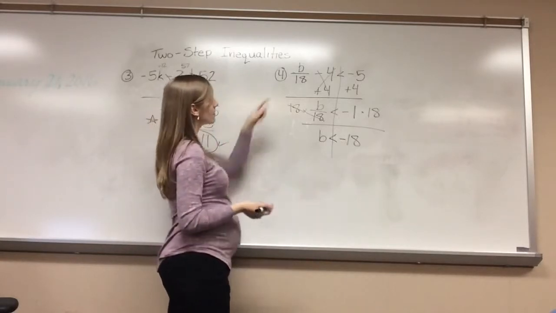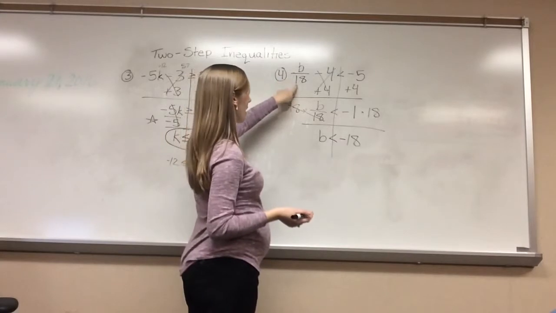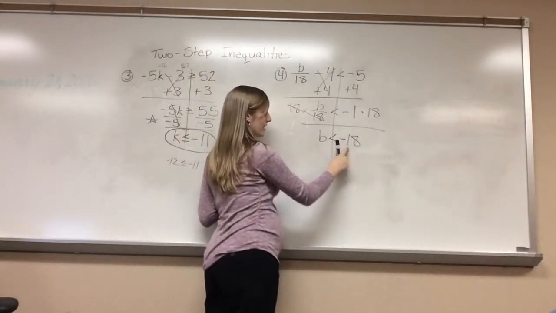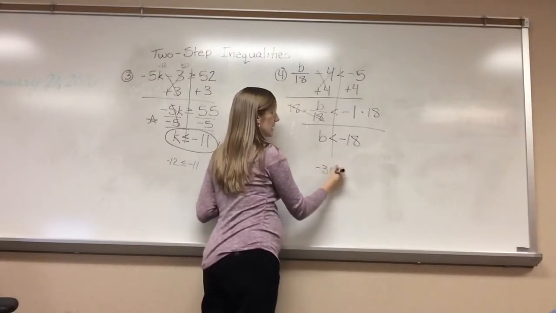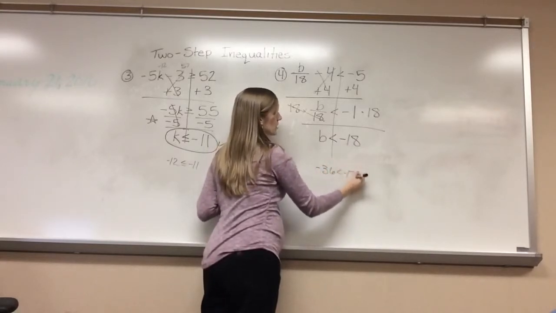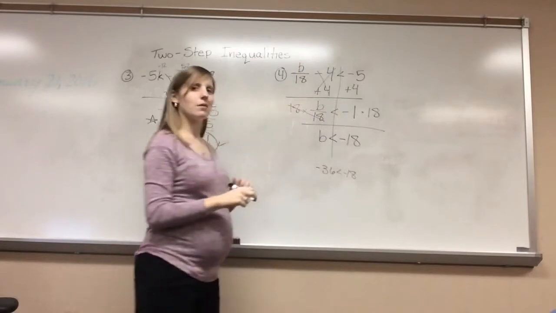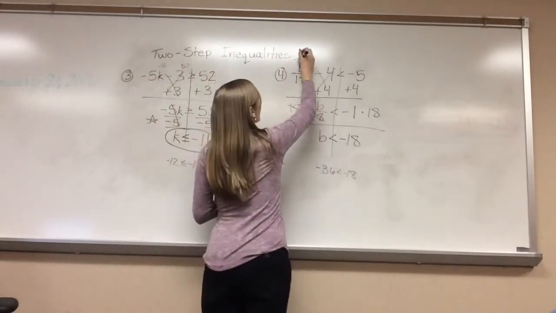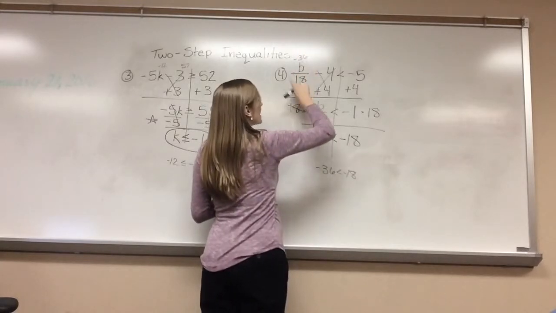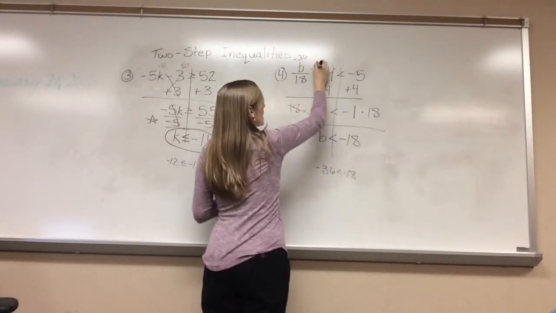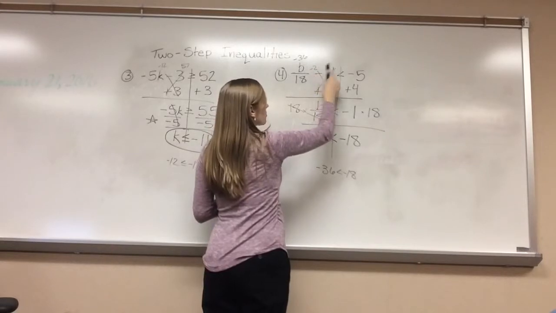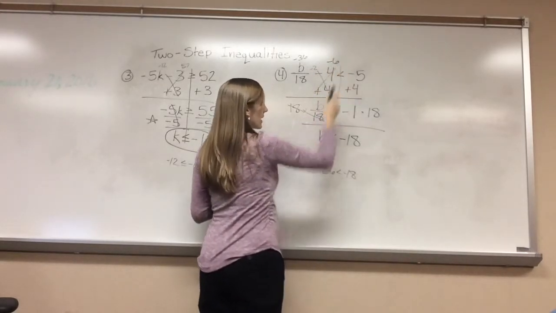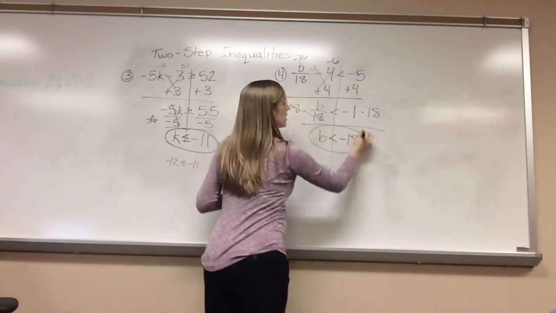To check this, because I'm going to divide by 18, I'm going to say, okay, a number that's smaller than negative 18, I'm going to use negative 36, just because when I divide it, it'll actually come out nice. So negative 36 divided by 18 is negative 2. And negative 2 minus 4 is negative 6. Negative 6 is smaller than negative 5, so my inequality is correct.